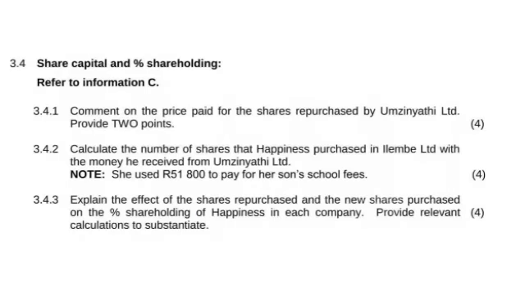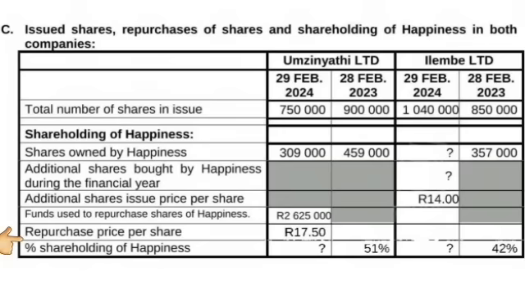Shifting gears to 3.4, we are asked to refer to information C and comment on the price paid for shares repurchased by Umzinyati Ltd. So we are no longer looking at interpreting financial indicators, but some information of a shareholder. You will see in information C, we have a shareholder who's called Happiness. He has invested in 2 companies. Umzinyati has repurchased shares from Happiness for 17 rands 50 per share, and this is the share price that we are asked to comment on.